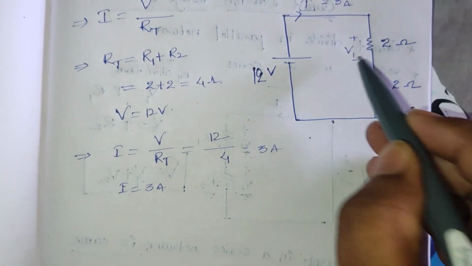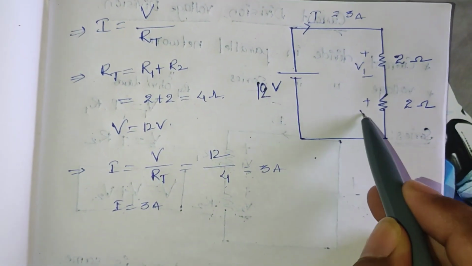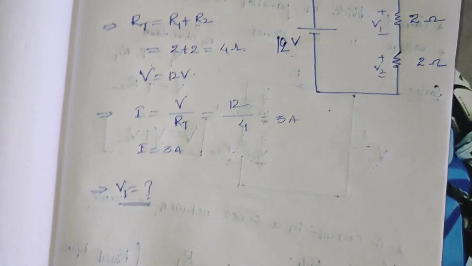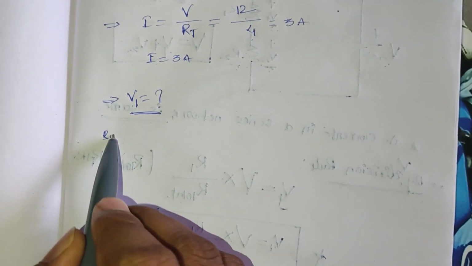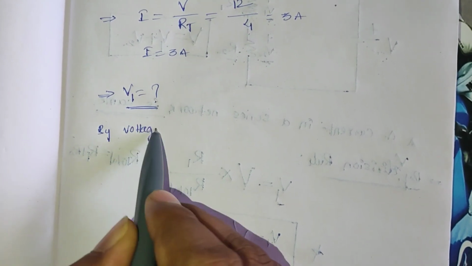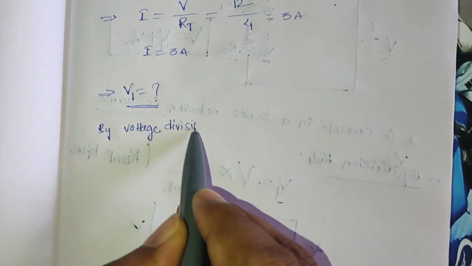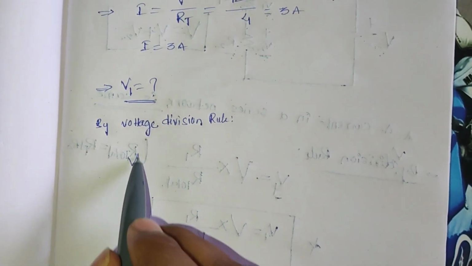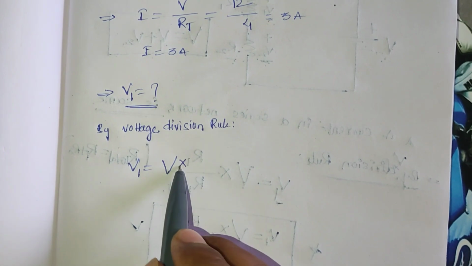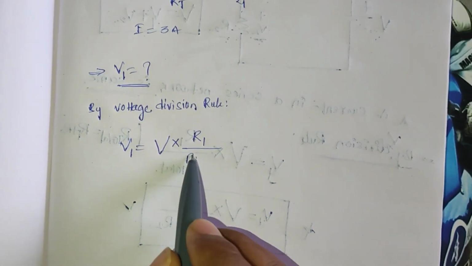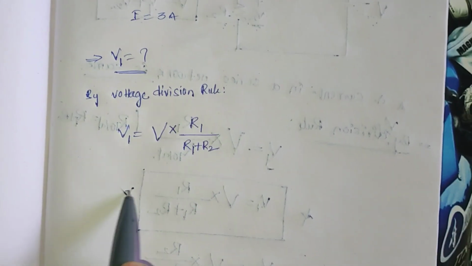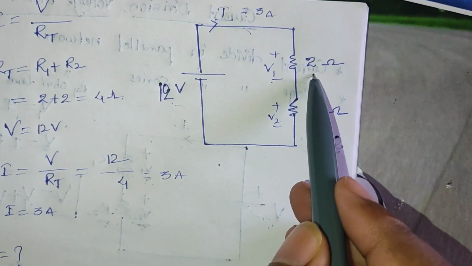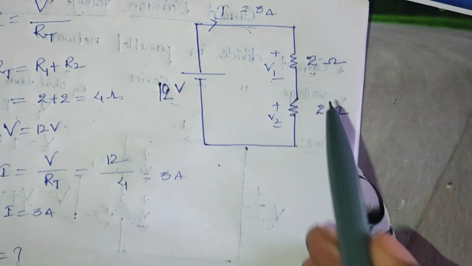Now let us try to find the voltage across these two resistors. Let us assume this as V1 and this as V2. Let us find V1. How can we find V1? According to the voltage division rule, voltage divides in a series network. V1 can be written as the source voltage V times the corresponding resistance R1 by the total resistance R1 plus R2. So V1 is the source voltage 12 volts, times its corresponding resistance 2 ohms, by the total resistance, the sum of these two resistors, 2 plus 2.